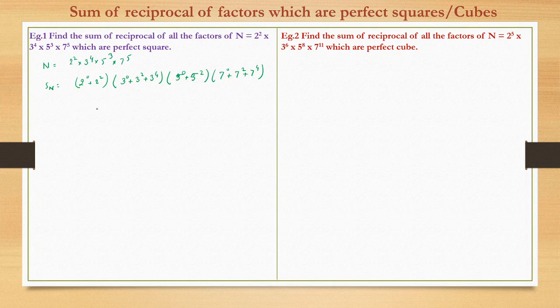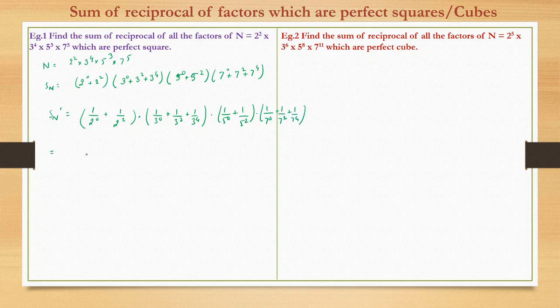But the question is to find the sum of reciprocal of such factors. Though again on similar lines as we did in the previous question, we can write the sum as 1 upon 2 raised to power 0 plus 1 upon 2 raised to power 2, then 1 upon 3 raised to power 0 plus 1 upon 3 raised to power 2, 1 upon 3 raised to power 4. This we can write as 1 upon 5 raised to power 0 plus 1 upon 5 raised to power 2. This we can write as 1 upon 7 raised to power 0 plus 1 upon 7 raised to power 2 plus 1 upon 7 raised to power 4.